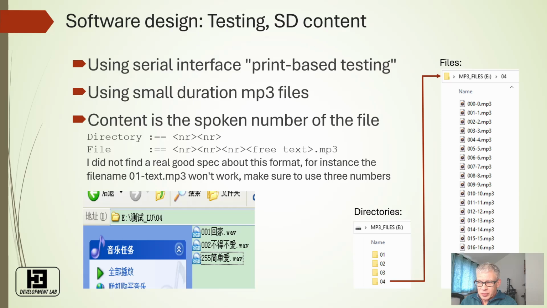Songs or files can be put in directories, and that directory name should be 2 numbers. The files should always start with 3 numbers, then some free text and then .mp3. I did not really find a good specification for this. You see a screenshot of a part of the specification, which I cannot read. I tried it with 2 numbers, and it simply doesn't work, so it must be 3 numbers.